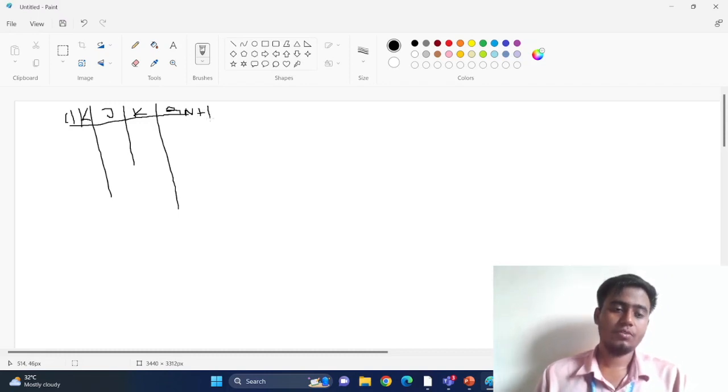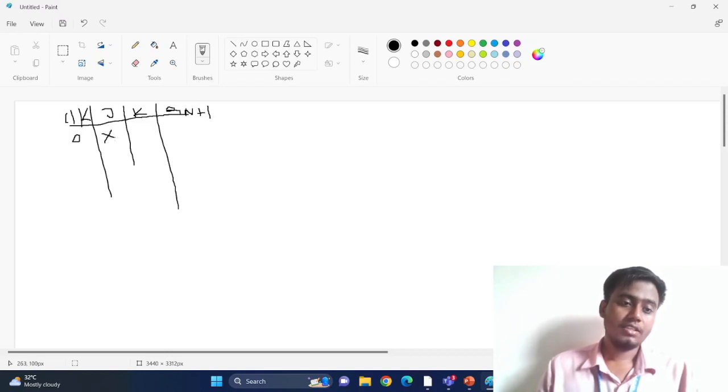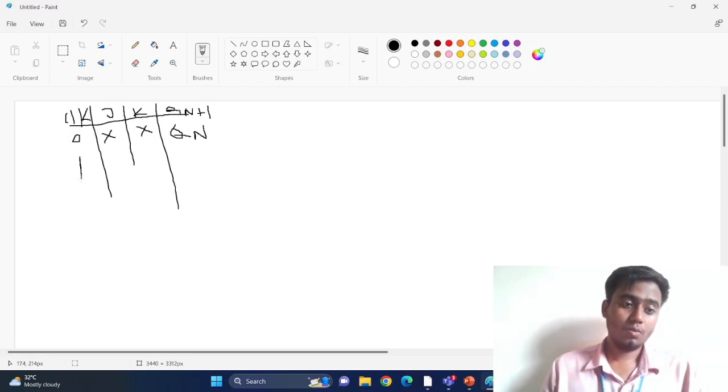Okay, now we know already that when the clock is 0, there is no output. So whatever we give at J and K, the state remains the same. So there is Q N, the state remains the same. Now if we give clock 1, what will happen?